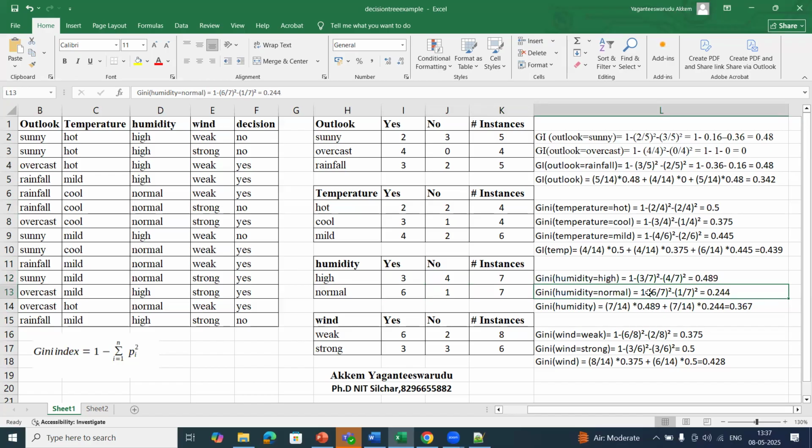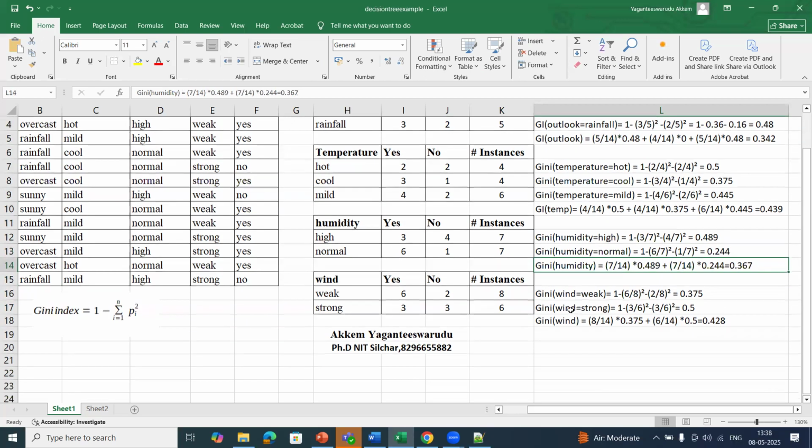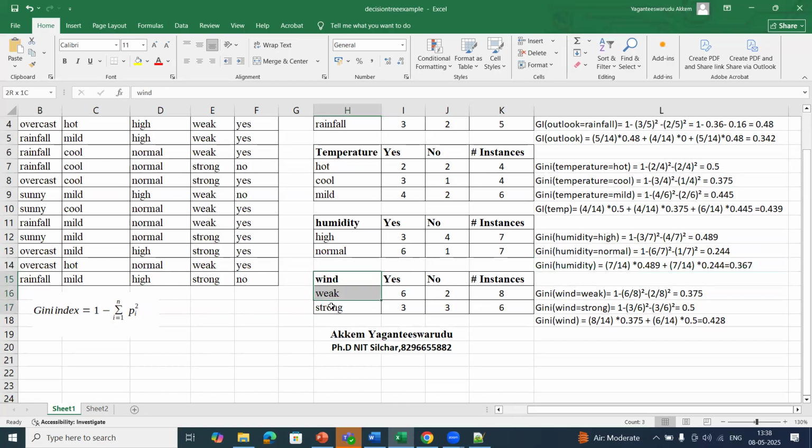And Gini index for normal is 1 minus 6 by 7 whole square minus 1 by 7 whole square, that is 0.244. And similarly, final Gini index for humidity is probability of high into this Gini index plus probability of normal into this Gini index, that is 7 by 14 into 0.489 plus 7 by 14 into 0.244, that is 0.367. And similarly calculate wind.